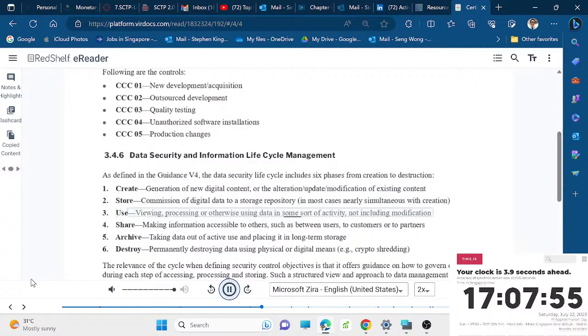Use: viewing, processing, or otherwise using data in some sort of activity, not including modification. 3. Share: making information accessible to others, such as between users, to customers, or to partners. 4. Archive: taking data out of active use and placing it in long-term storage. 5. Destroy: permanently destroying data using physical or digital means, for example crypto shredding.